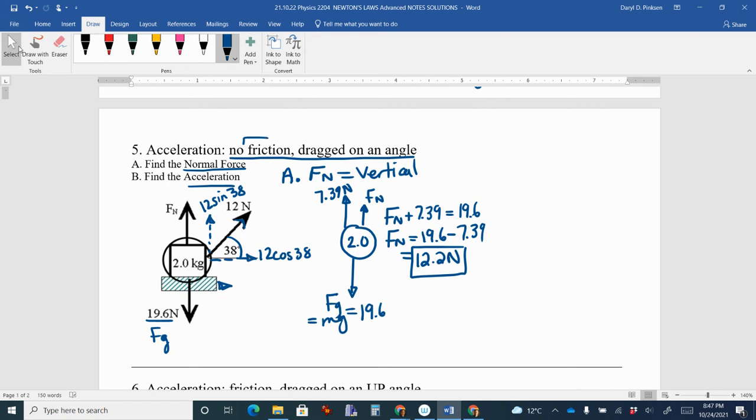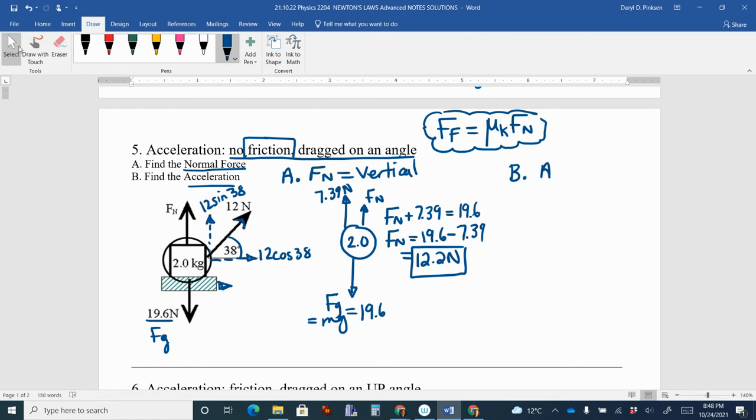If there were friction, we would multiply. Remember, the force of friction is the coefficient of friction, usually kinetic, multiplied by the normal force. So if we have friction, once you have the normal force, all you do is multiply it by the coefficient of kinetic friction, and you have the force of friction. Anyway, let's go to part B.